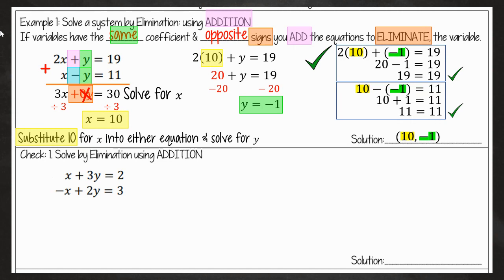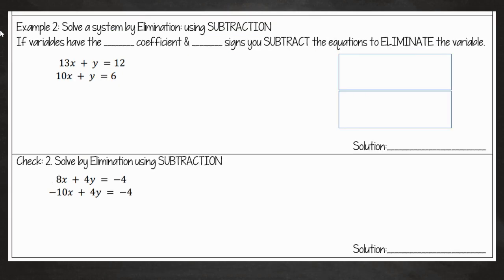So now we list it as an ordered pair. You're going to go ahead and try the check number 1 on your own, and then you can later check your answers in Canvas. Here we're going to move on to example 2.